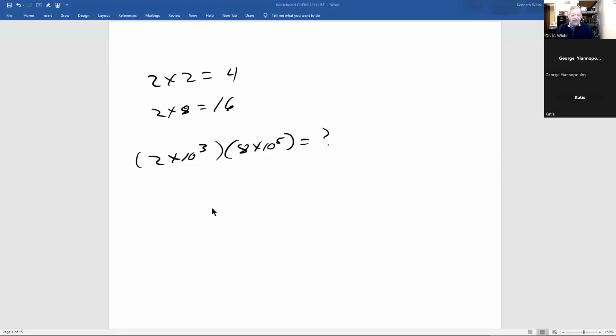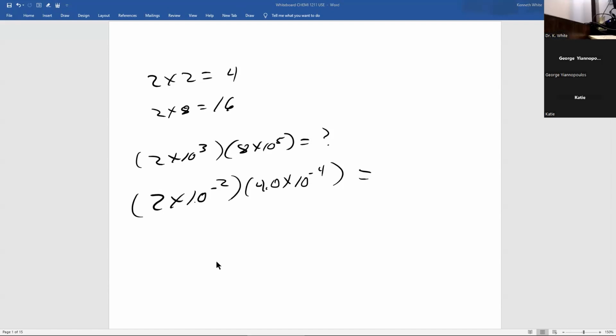All right, let's talk about what happens if you want to do the following. Now, let me change something so I'll remember it. Normally, when I'm working on stuff like this, I won't be using that second camera. All right. Question is, what's the answer to this problem? 2 times 10 to the minus 2 times 4 times 10 to the minus 4. Well, how do you do that? Let's go back to the other camera. Let's stop share.